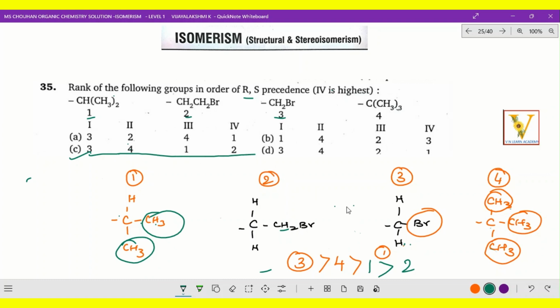I hope you got the clarity about RS configuration, how to identify it. What is the main concept in RS configuration? That is the CIP rule. I hope you got the clarity. Priority is directly proportional to atomic number. That's more than enough to get the answer.